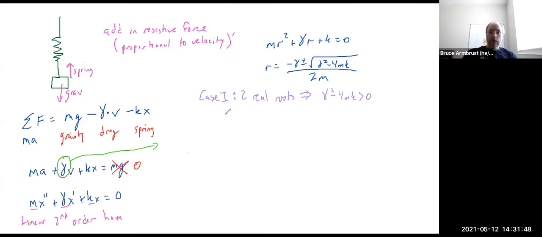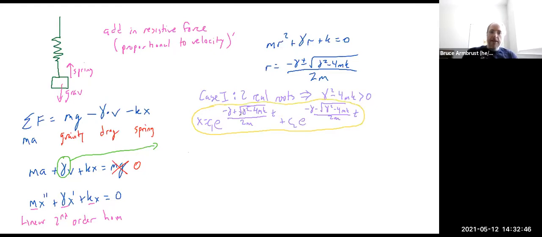When this happens, what our solution is going to look like: x equals e to the minus gamma plus the square root of gamma squared minus 4mk, all over 2m, t, times C1, plus C2 e to the minus gamma minus the square root of gamma squared minus 4mk, over 2m, t. So that's case number one.